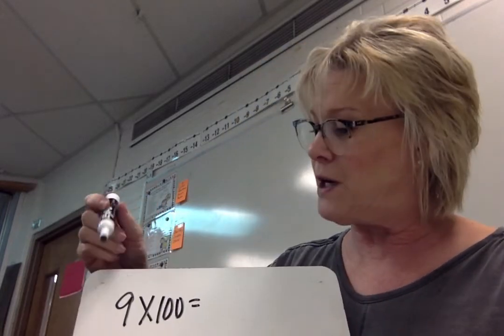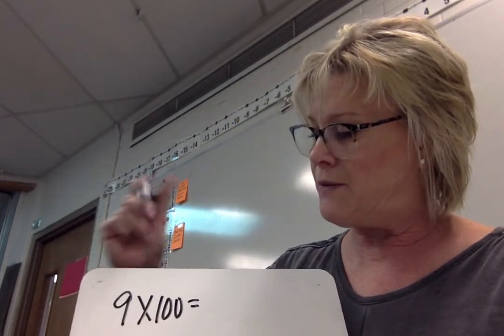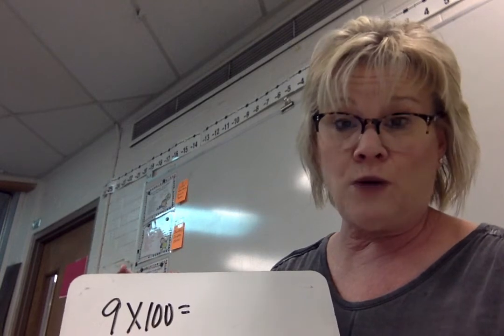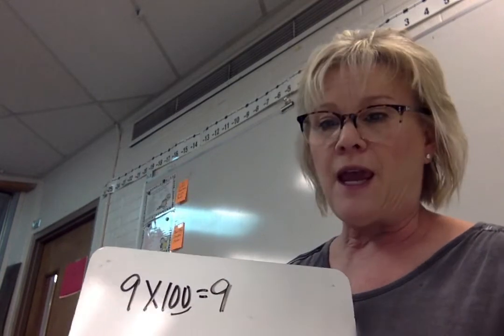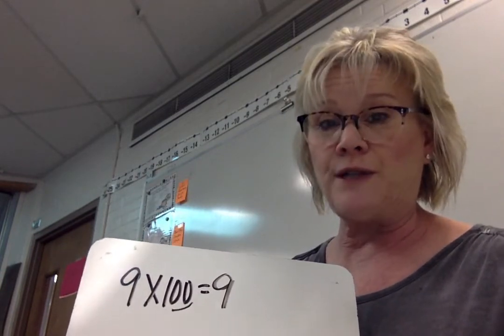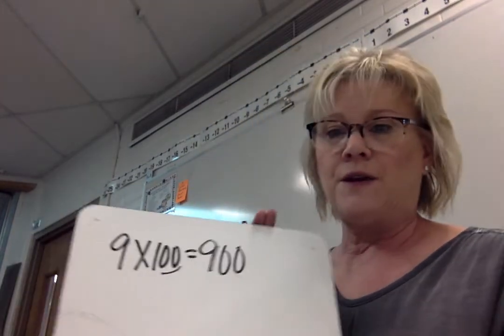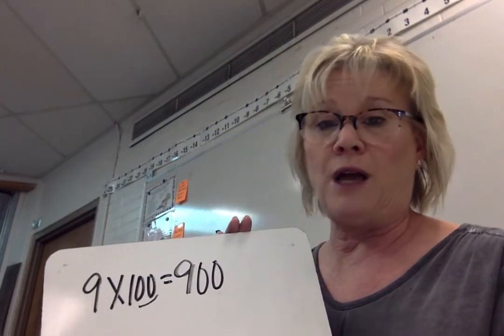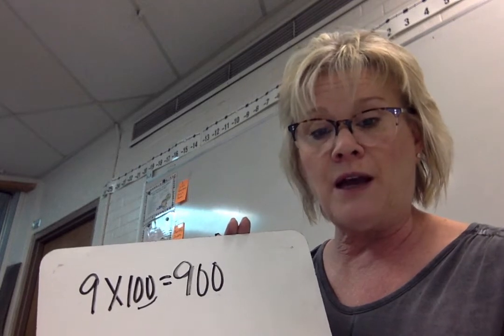So for the first one, we're going to do 9 times 100. And the easiest way I think of this is saying 9 times 1. And what's 9 times 1? Right, 9. Now, if you notice, we have 2 zeros. And I'm going to add those 2 zeros to my answer. So now 9 times 100 is simply 900. Let's try this one.